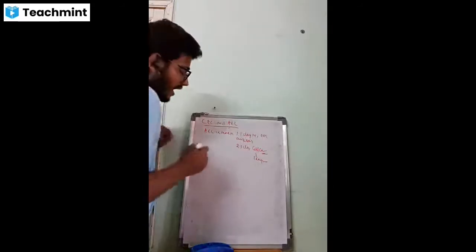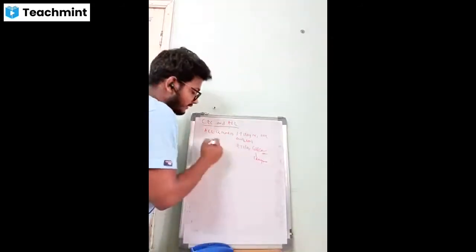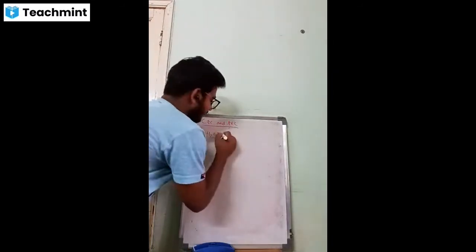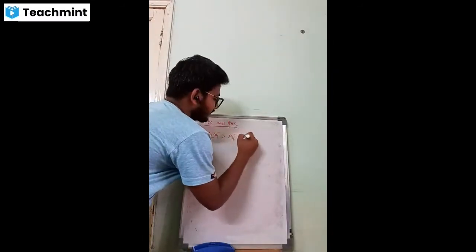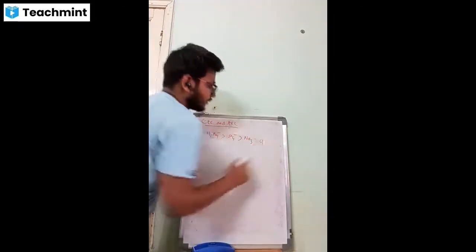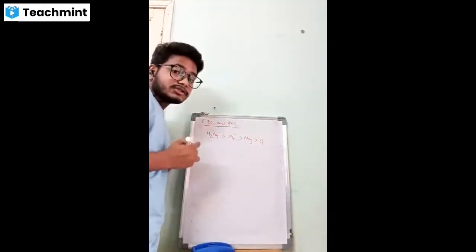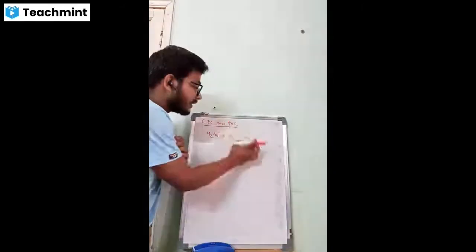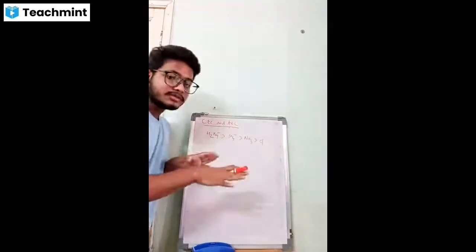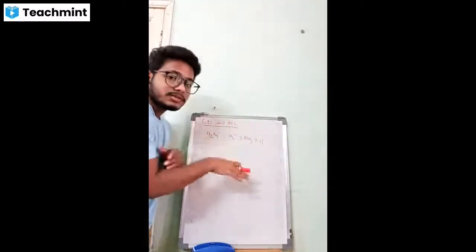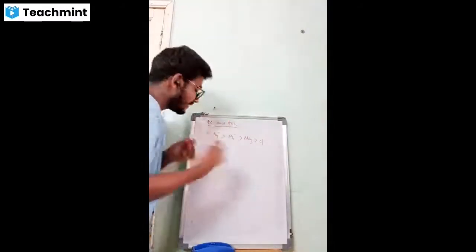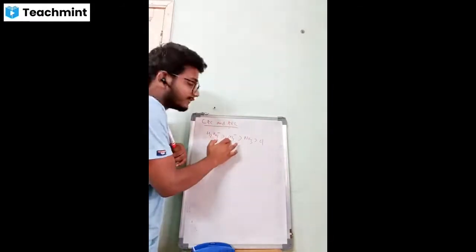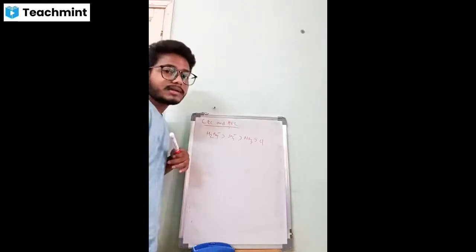Then what is the order of adsorption strength for the anions? First comes H2PO4 minus, greater than sulfate, greater than nitrate, greater than chloride. Suppose in a soil solution I keep these four anions, then what will happen? H2PO4 minus will adsorb first, followed by sulfate, nitrate, and chloride.